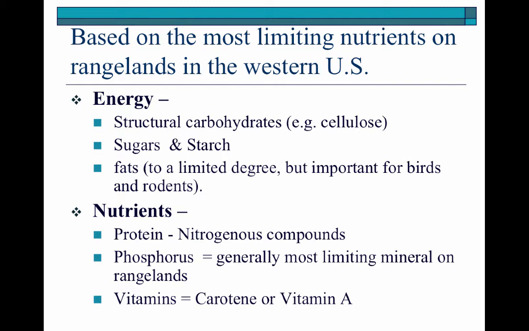All right, so energy is going to come in 2 major forms: structural and non-structural carbohydrates. And the structural carbohydrates are going to be the cellulose cells. So those are going to be associated with the structure part of the plant. And so energy can be broken down into sugars and starches, and to a limited degree fats.